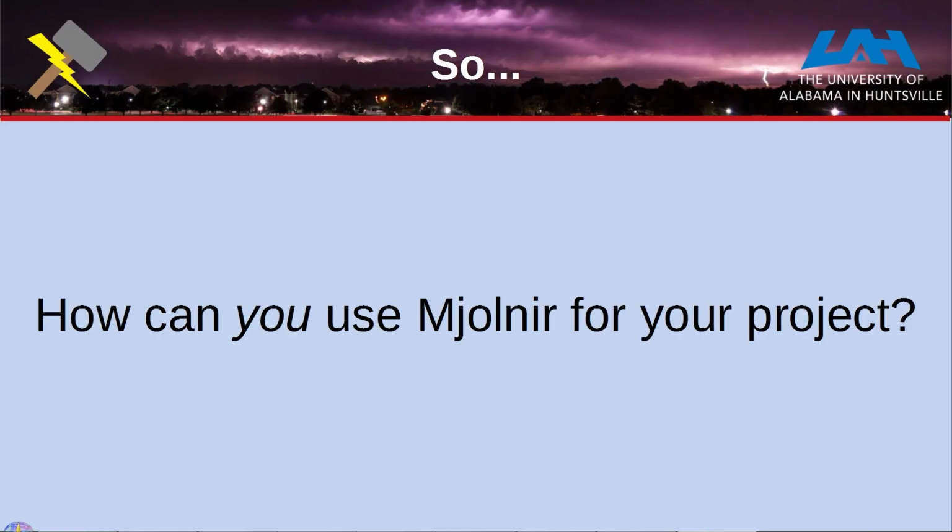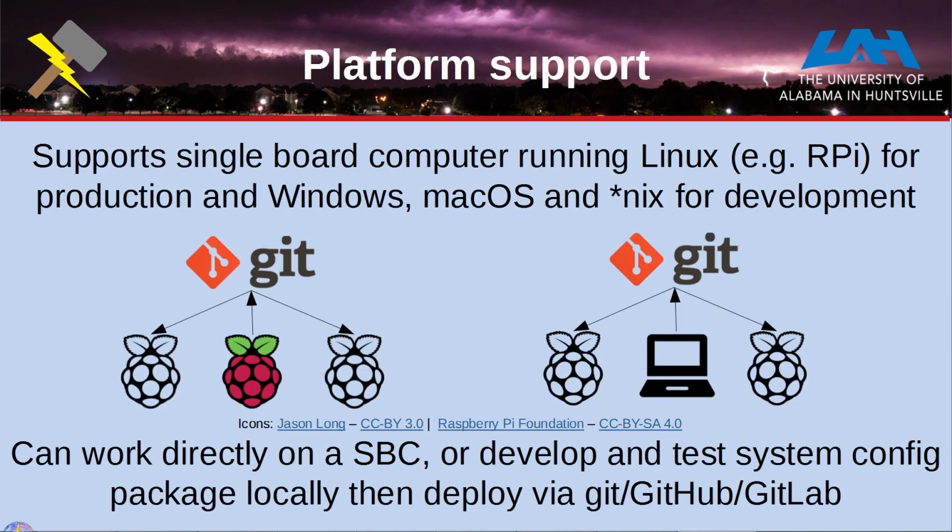So here's the big question. How can you use Mjolnir for your project? Well, first of all, we support single board computers running Linux, such as the popular Raspberry Pi for production, and Windows, Mac OS, and Unix and Linux for development. You can work directly on the single board computer, or you can develop and test your system config package locally on your own machine and then deploy via Git, GitHub, or GitLab to your production devices.